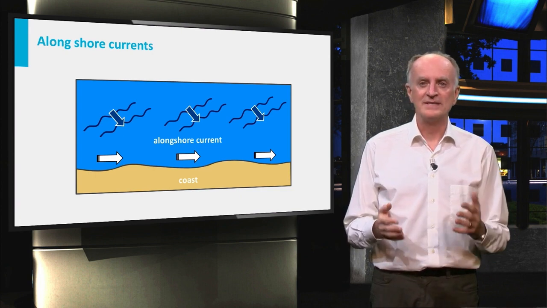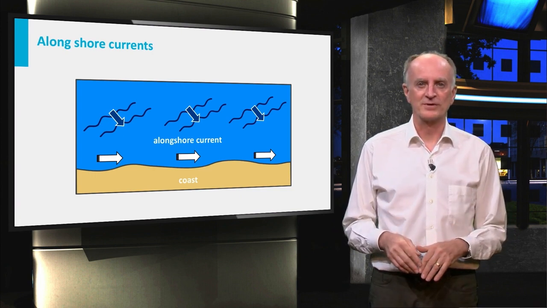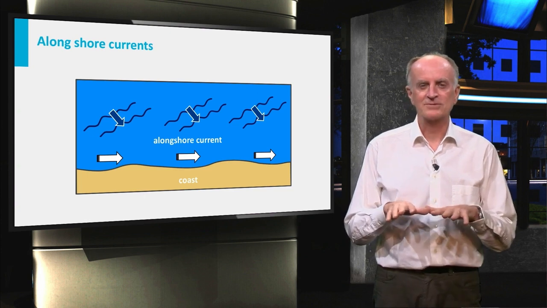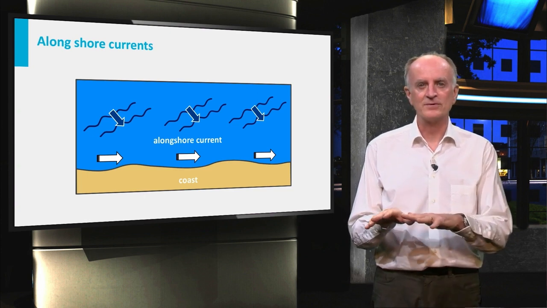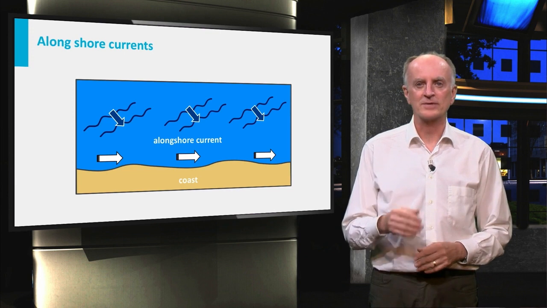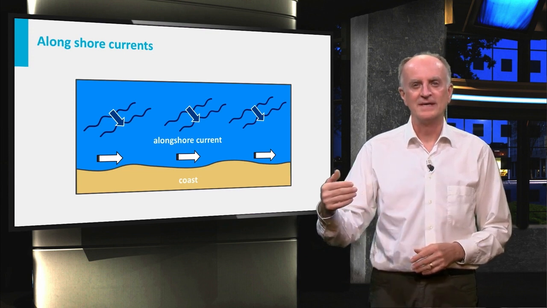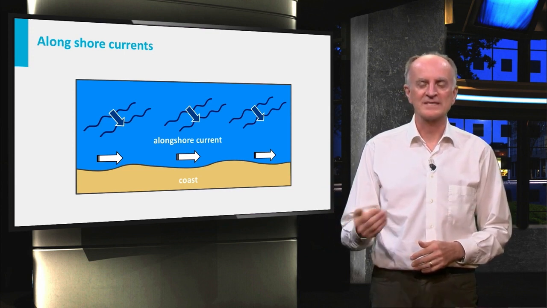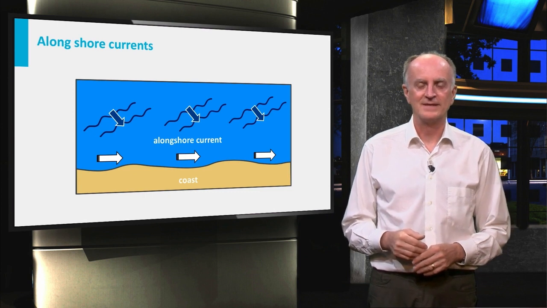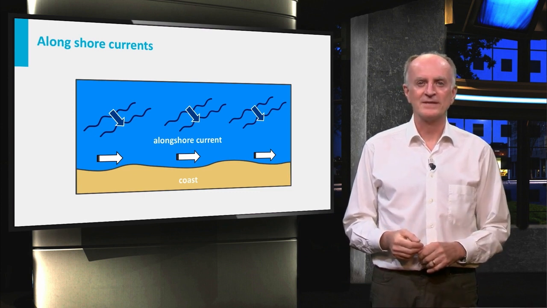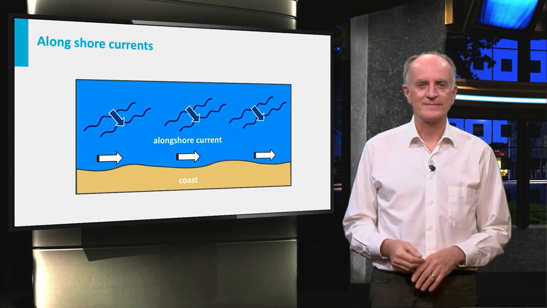Their movement is conditioned by seafloor topography. Water masses transported towards the coast are diverted, causing potentially very important along-shore currents, key for the erosion, transport, and sedimentation of sands. We will look in more detail at these phenomena at a later stage.